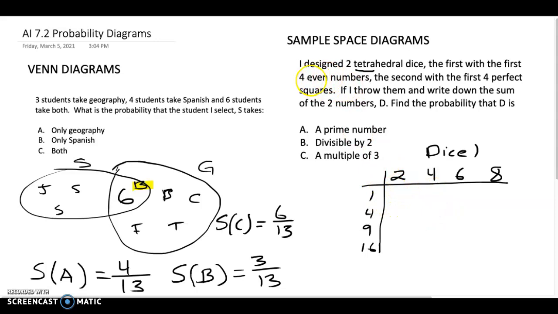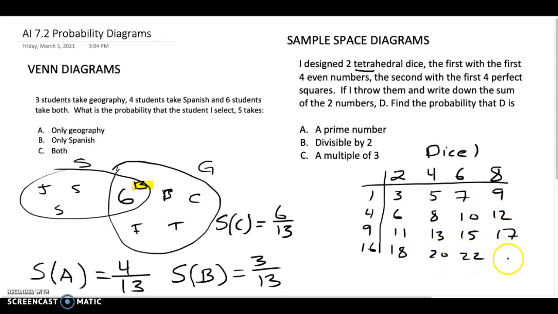So I'm taking the sum. Now that I have it lined up, I just use this to take the sum. So 1 and 2 make 3. 1 and 4 make 5. 1 and 6 is 7. 1 and 8 is 9. And I just keep doing that. So 6, 8, 10, 12. This is 11. This one's going to be 18. This is going to be 13 and 15 and 17. And then this is 20. This is 22. And this is 24. So we have these numbers.